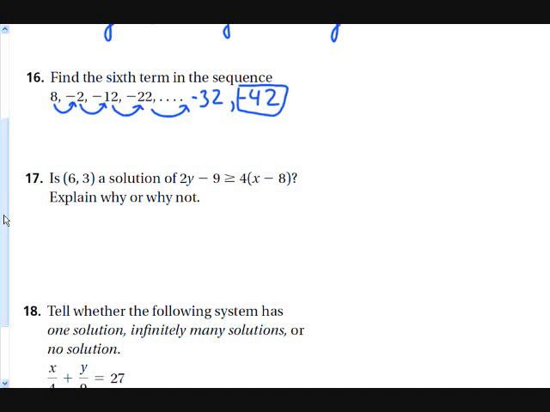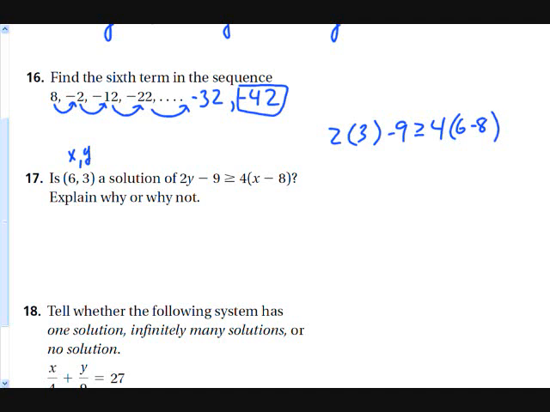For this one, it asks if (6, 3) is a solution for the inequality, and it asks us to explain why or why not. So what we have to do here, really this is an x and a y value. All we have to do is plug in our x and a y value and see if the inequality holds true. See if one side is greater than or equal to the other side. So I'm going to plug these in. So I'm going to take this off to the side. It's going to be 2, the y value is the 3, minus 9, and we want to see if that's greater than or equal to the 4 times x, which is the 6, minus 8.